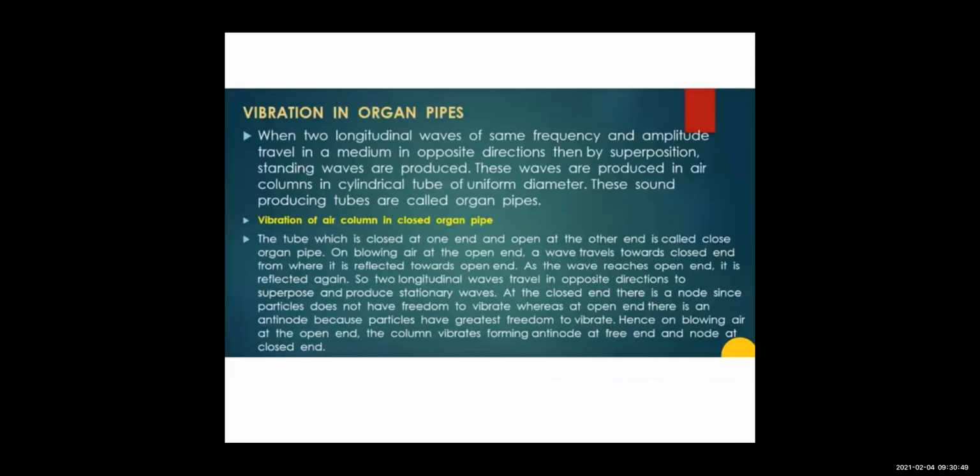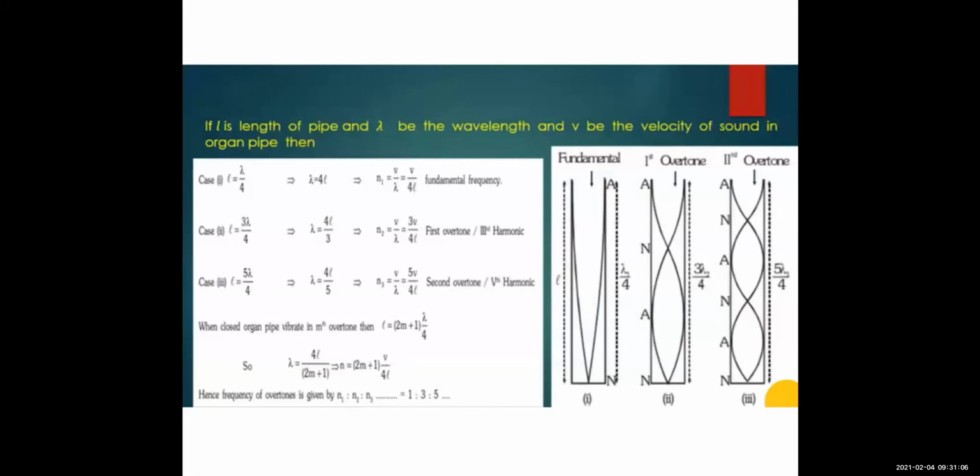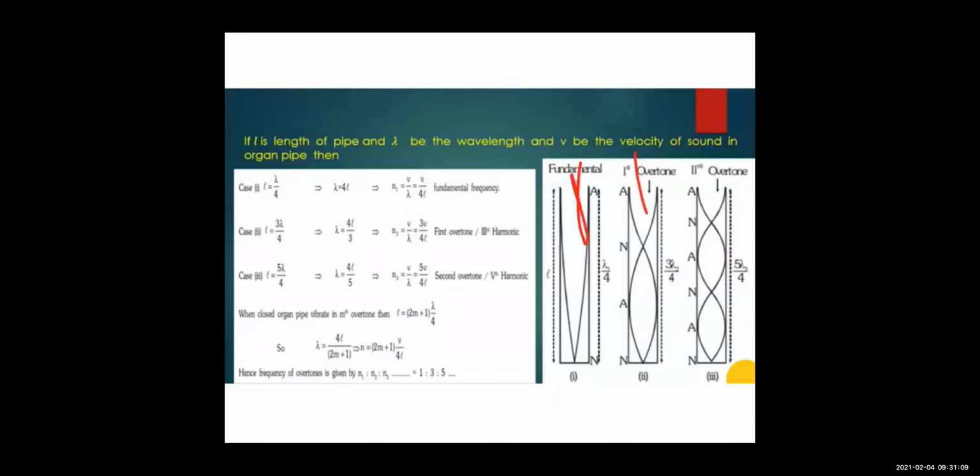Right, children? Now, at the open end, antinodes are formed because they have the greatest freedom to vibrate. Here you can see in the diagram the upper end which is open, antinodes are formed. Now let L be the length of the pipe, lambda the wavelength, and V the velocity of sound in the organ pipe.